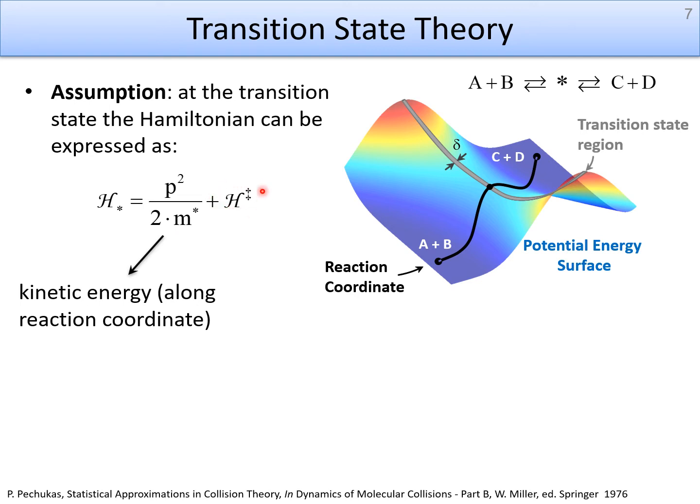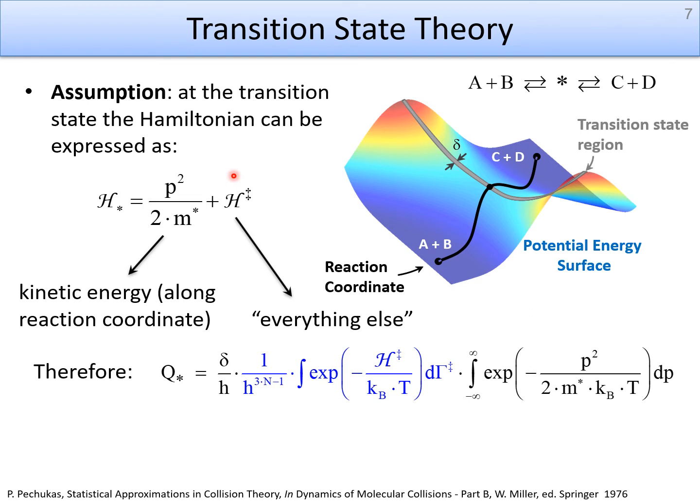Then we have this H double dagger, which is pretty much everything else. This everything else will include the energy contributions because of, for example, rotations or vibrations or other translations in any other coordinate except the reaction coordinate. So we took the kinetic energy along the reaction coordinate out of this. So we now have the Hamiltonian of the transition state expressed as this term plus the everything-else term.